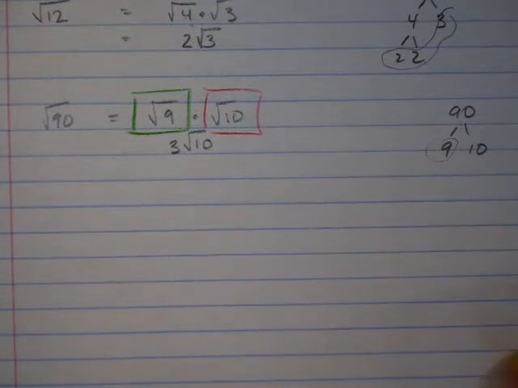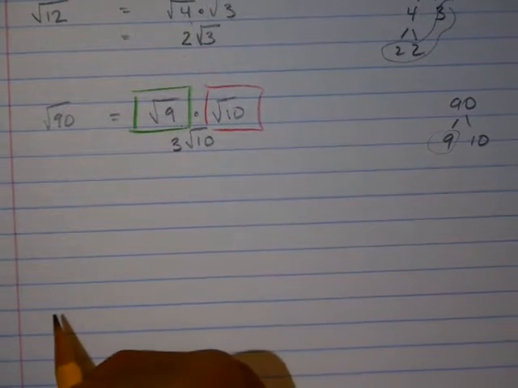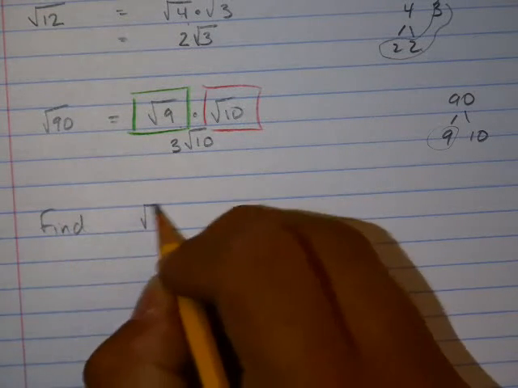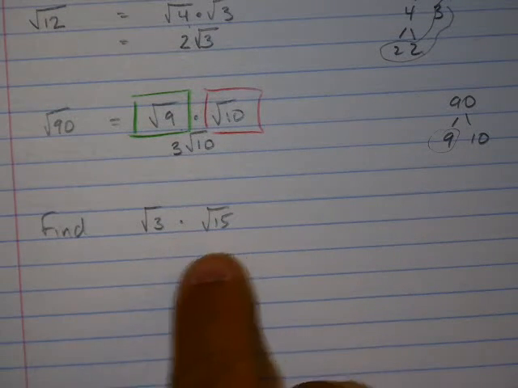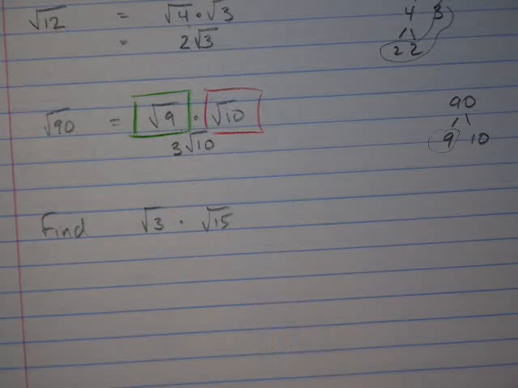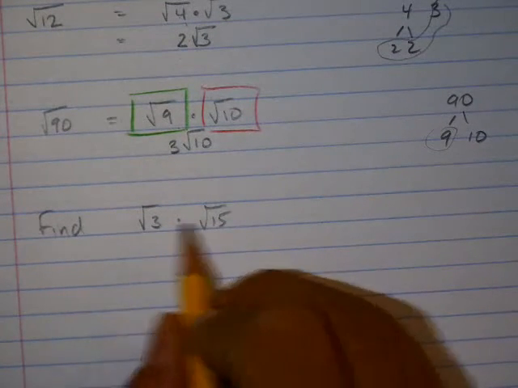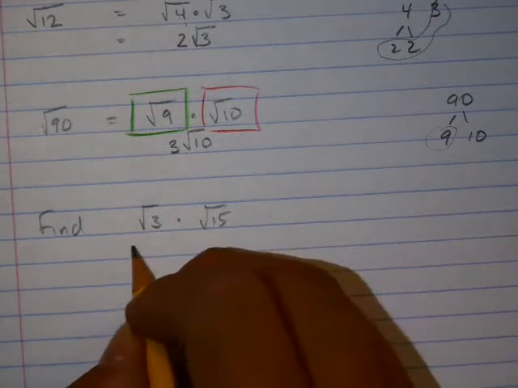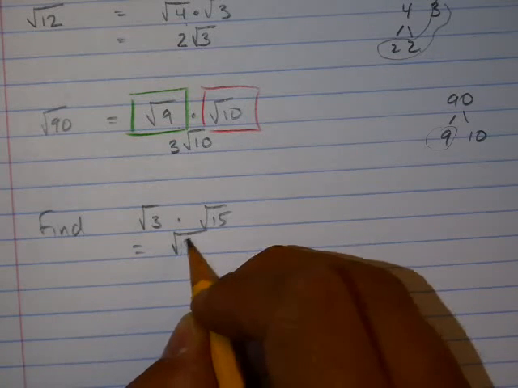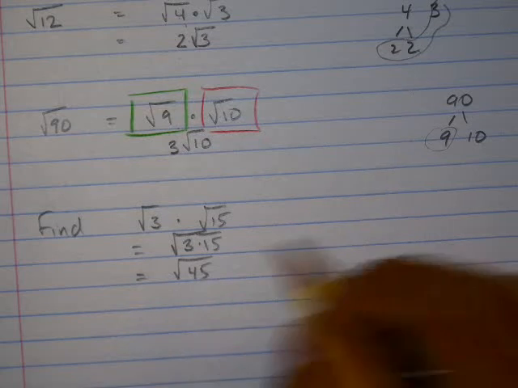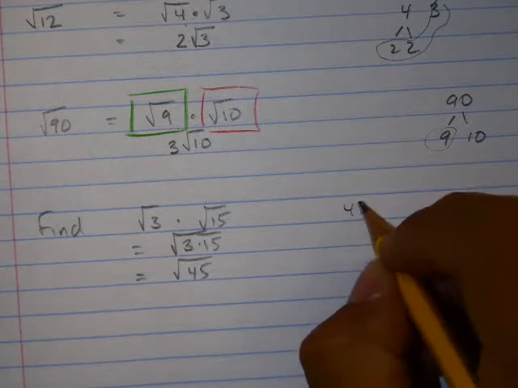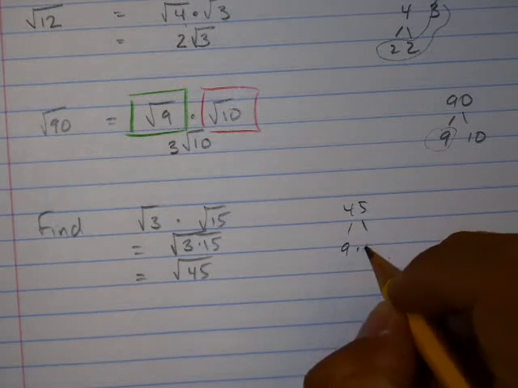Now, if that's all there was to it, this would be like the easiest topic of all time. But imagine I have something like this, and it might just say, find radical 3 times radical 15. And they don't mean like point at it, like it's right there. They mean simplify this guy. So radical 3 times radical 15 is the same thing as the square root of 3 times 15, which is really radical 45. Now the prime factorization of 45 is 9 times 5.